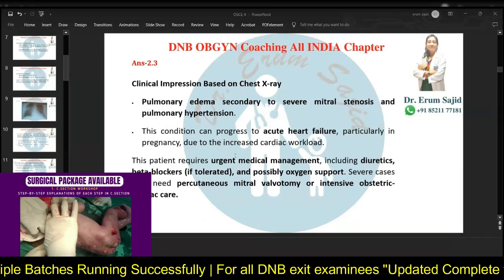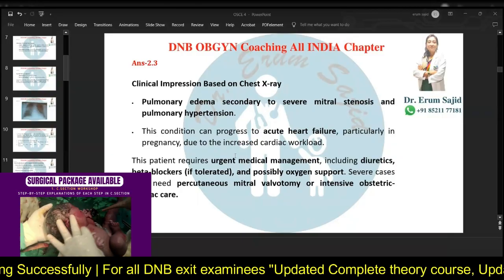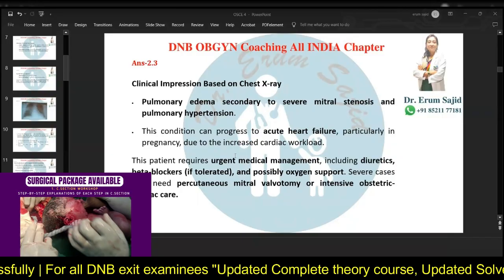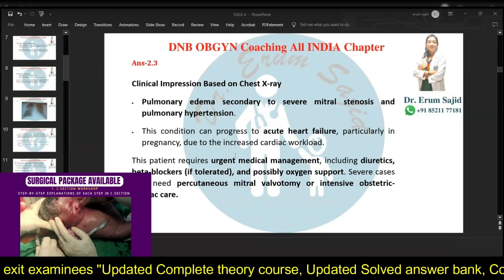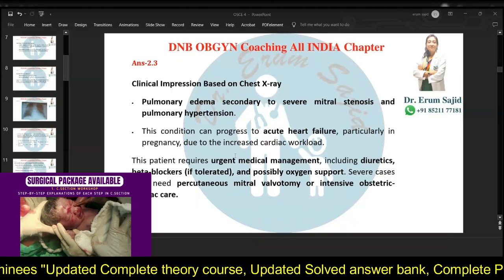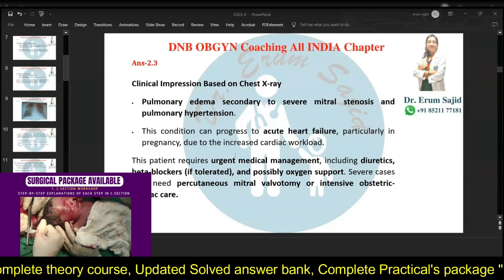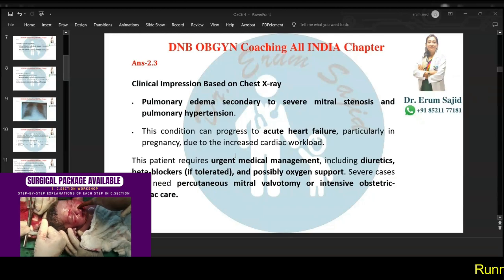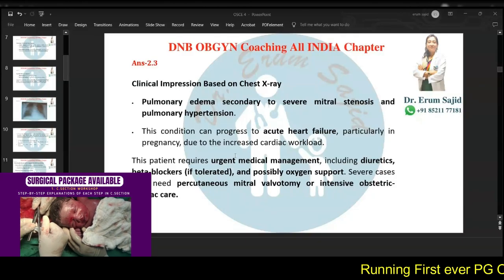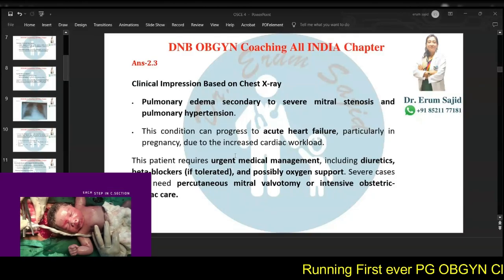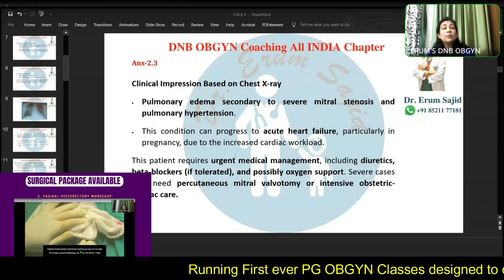The clinical impression based on the chest X-ray is that there is pulmonary edema, most probably due to severe mitral stenosis and also because of pulmonary arterial hypertension. This can cause acute heart failure because there's so much afterload and preload to be tolerated. Okay, and yes, of course, it can start with atrial fibrillation, but it can encompass the entire heart because there are 2 places where you're having a real problem.